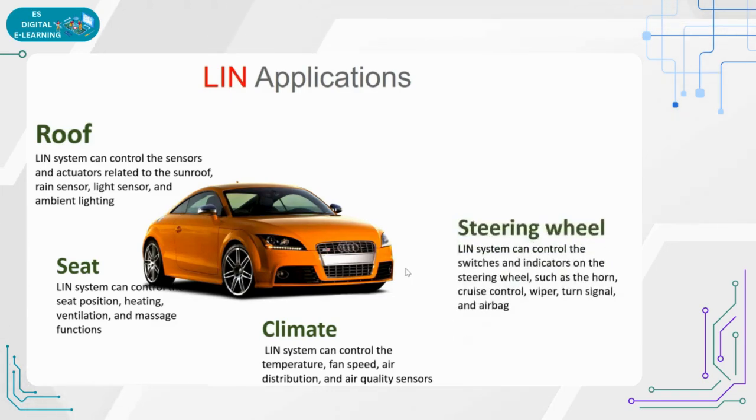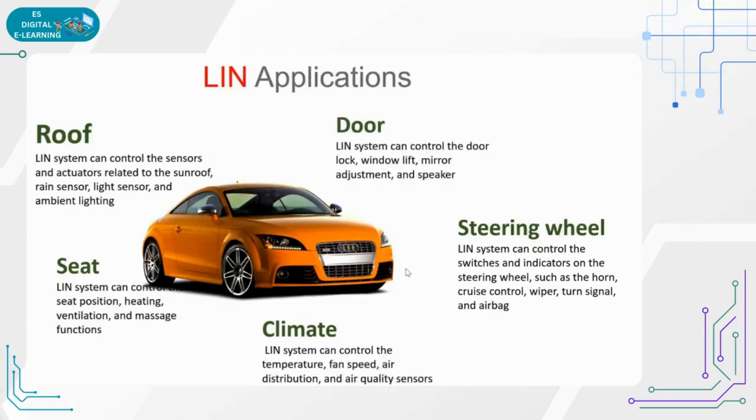Next is the steering wheel. Even the steering wheel has this LIN communication protocol, and so do the wiper system and some of the airbags. All of these use a single wire line communication protocol. Coming to the doors, doors are also considered part of the LIN system communication. In the car, we are communicating with all these modules with the LIN protocol.